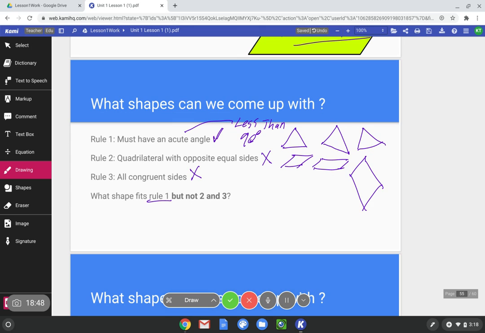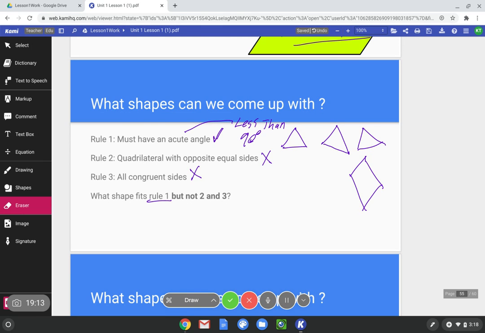Okay, so rule 2, it cannot be a quadrilateral with opposite equal sides. Well, that means that it can't be a rhombus, it can't be a parallelogram, but it can still be a kite because a kite doesn't have opposite equal sides, and it can still be all these triangles because a triangle is not a quadrilateral.